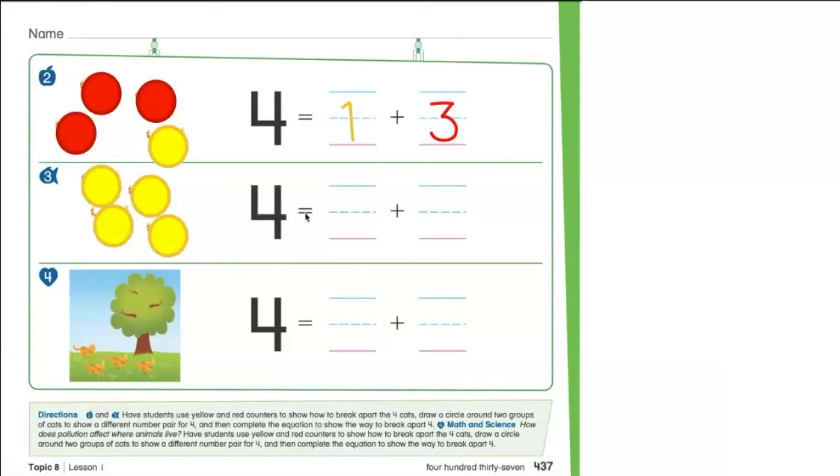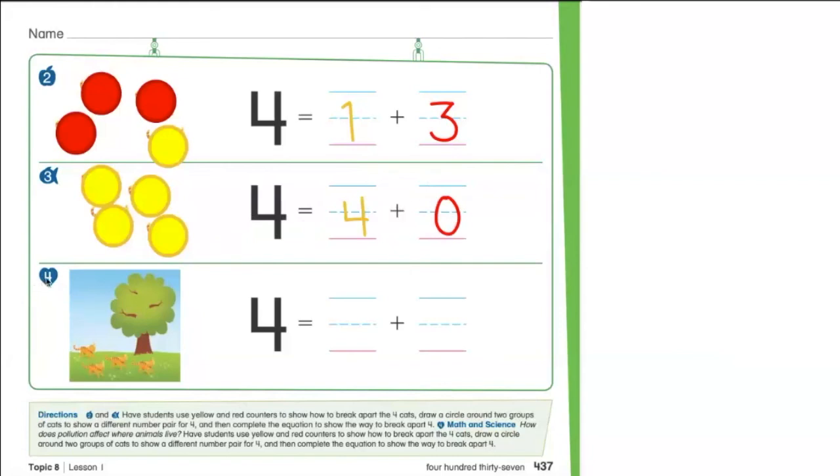So 4 equals, first we need to count how many yellow counters we have. 1, 2, 3, 4. So what number are we going to write? 4. Good job. All right, 4 equals 4 plus, what do we need to do next? We need to count our red counters. How many red counters do we have? 0. So we're going to write a 0. 4 equals 4 plus 0.